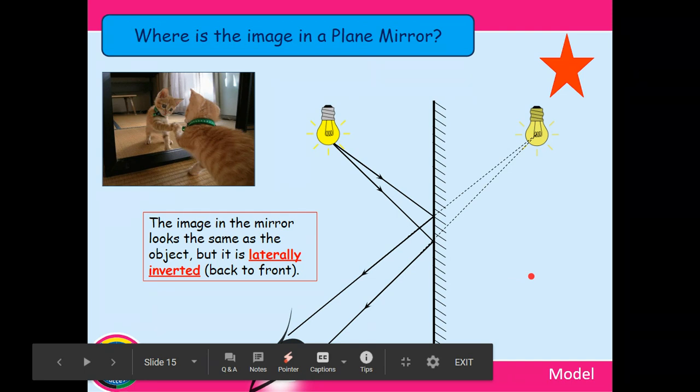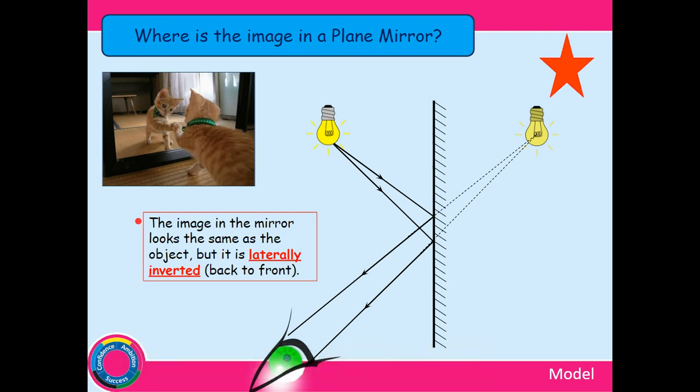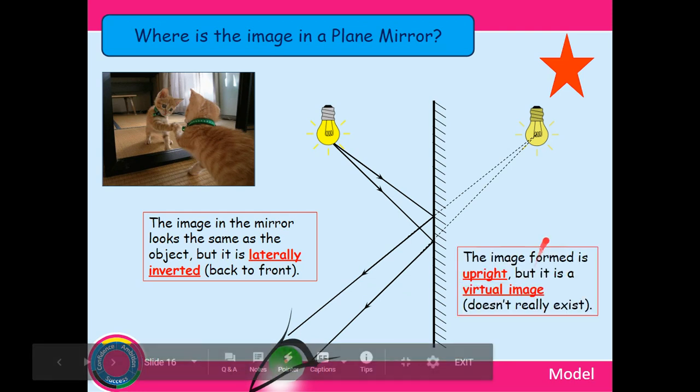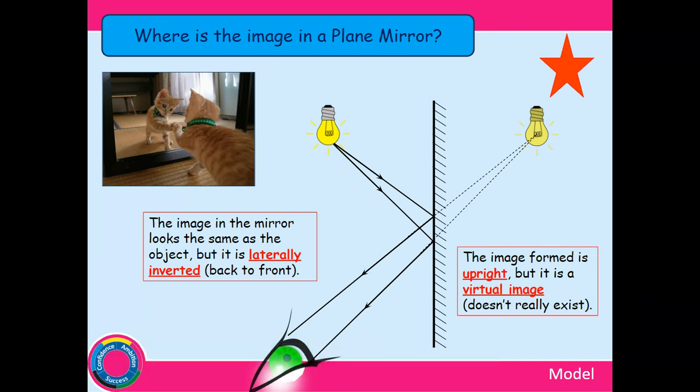So let's just make sure we got the information from the slide. Here, the image in the mirror looks the same as the object, but is laterally inverted, back to front. So what does that mean? Let's see if we've got some information on that. The image forms the right way, but it's a virtual image, it does not really exist. We said that earlier. So we need to find out about this lateral inversion.